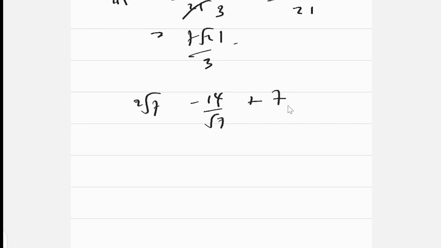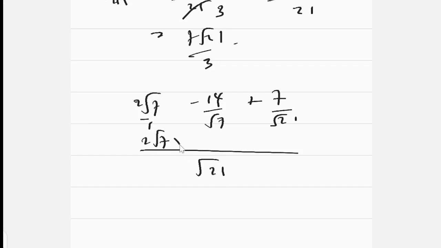You understand now? That is not difficult to do. Find the LCM. The LCM will be root 21. 1 in root 21, that is root 21. That will give you 2 root 7 times root 21. Then minus this in this, that will give you root 3. Minus 14 root 3. Then plus root 21 root 21, that is 1. 1 times 7, that is 7.